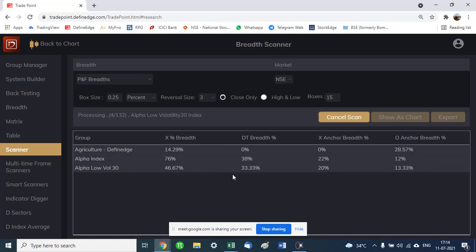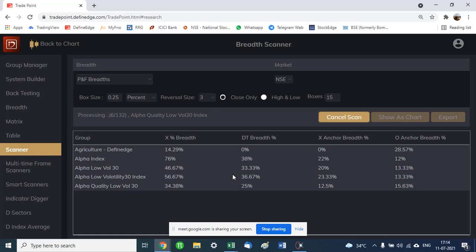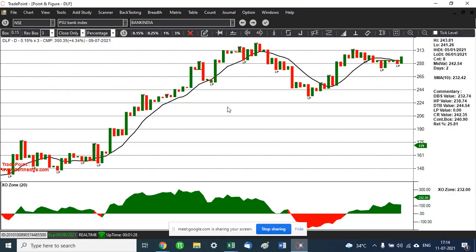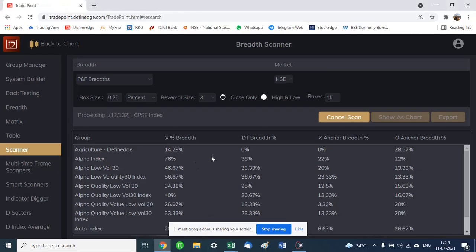So this is now going to scan all the various sectors and groups that are defined in TradePoint, and it's going to scan for their breadth and give you numbers. So you can see here, you have X% breadth and you have double top breadth, which means X% is the number of stocks trading in a column of X. So they are trading in a bullish column. Double top breadth means that the stock is currently giving a double top buy.